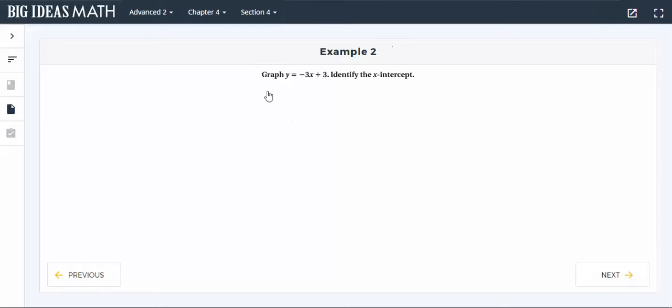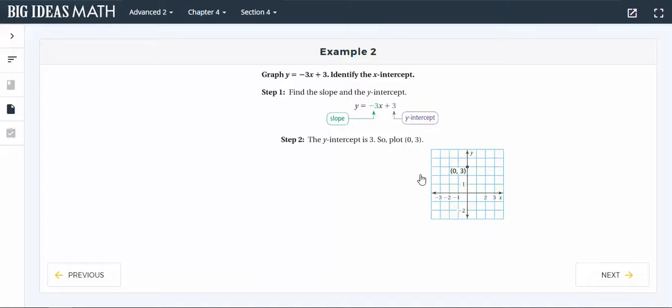In example 2, we're going to graph the equation y equals negative 3x plus 3 and identify what the x-intercept is. So first you find the slope and the y-intercept. The slope is negative 3 and your y-intercept is 3. So when you go to graph it, you start at the 3. Your (0, 3) is what's going to cross the y, and then you just have to count.